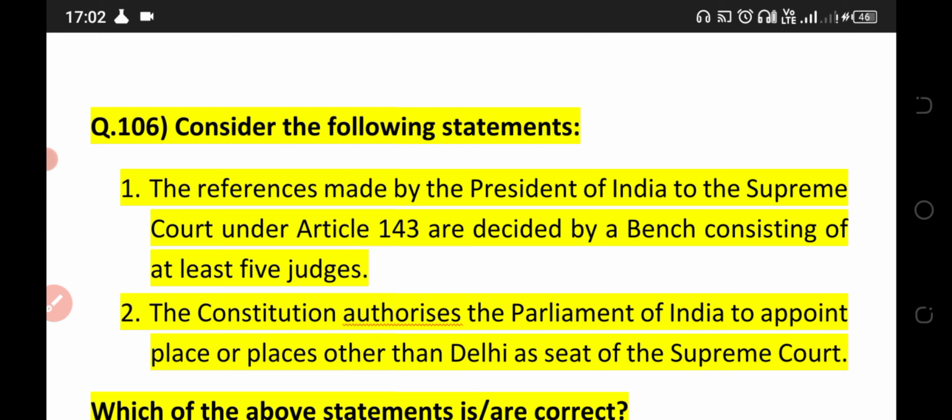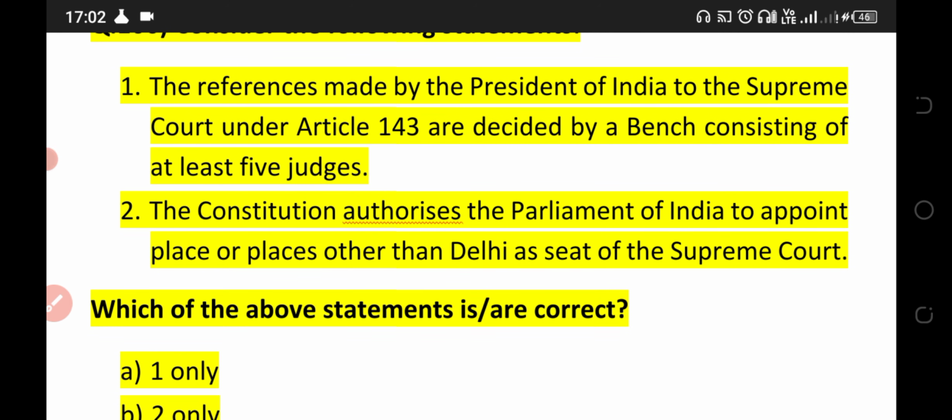Consider the following statements. The references made by the President of India to the Supreme Court under Article 143 are decided by the bench consisting of at least 5 judges. The Constitution authorizes the Parliament of India to appoint the place or places other than Delhi as a seat of the Supreme Court. It's not the Parliament, it's the President.